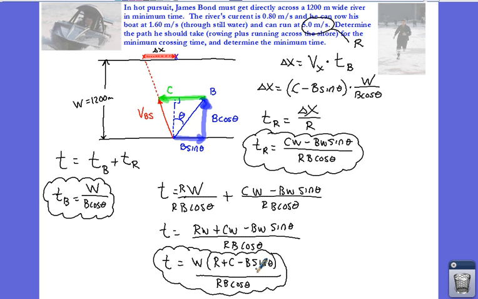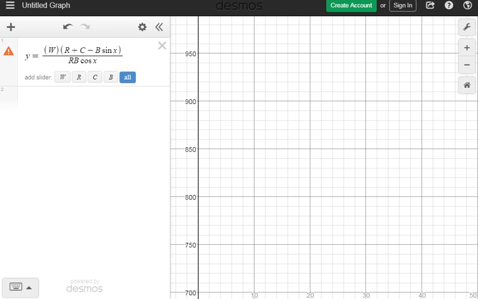Now, when we have time written as a function of theta, we can optimize it. We can determine the angle at which we get a minimum time. And that, of course, is the goal of calculus, of optimization: to write one thing as a function of something else so that we can determine how certain factors will affect the other thing. Our easiest way to do this is probably on Desmos. I'm going to pull up a Desmos screen. I already have that equation, W times (R plus C minus B sine of x) all over RB cosine of x. We have our graph that will be created over here once I define these particular things.